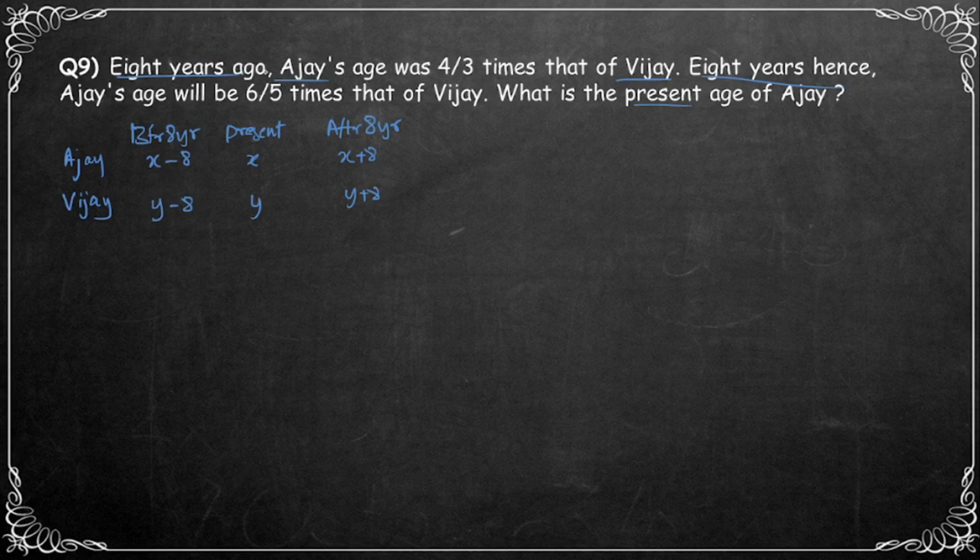Now first sentence says 8 years ago, that means they are talking about these two. Ajay's age, that means x minus 8, was 4 by 3 times age of Vijay, which is y minus 8. We need to put parenthesis because it is an expression. 8 years hence, that means in the future, so they are talking about these two values. Ajay's age, that is x plus 8, will be 6 by 5 times that of Vijay, which is y plus 8. So what is the present age of Ajay? That means they are asking for x is equal to question mark.